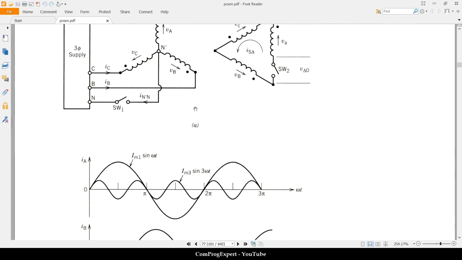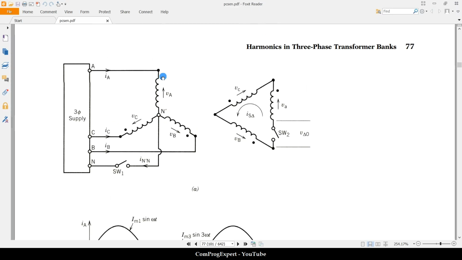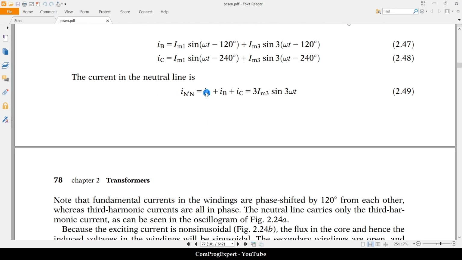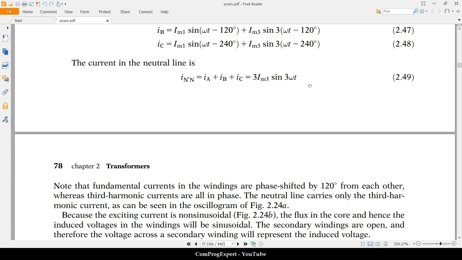What is the value of the current here in this neutral line, I n prime n? The current from the start point to the end point in this case. So it is the sum of the currents IA, IB, and IC. We should write a KCL here. If you write this KCL, the value of the current will be equal to 3 times the amplitude of the third harmonic times the sine of 3 omega t.